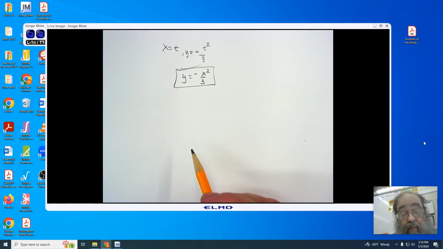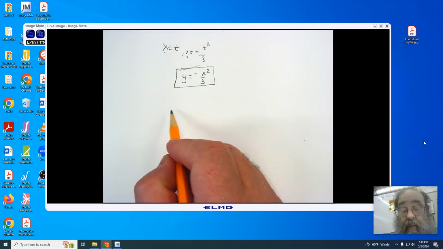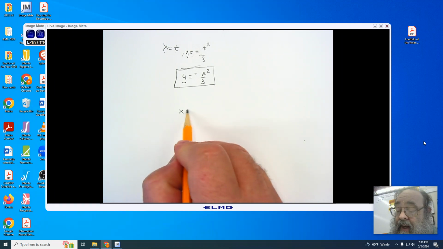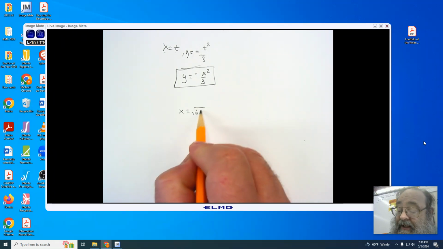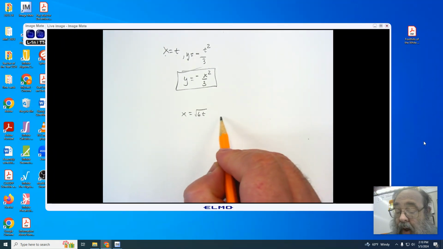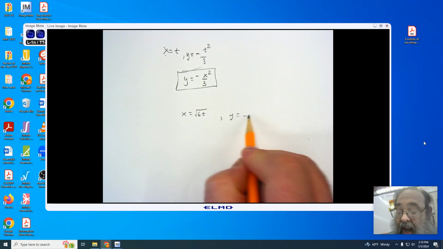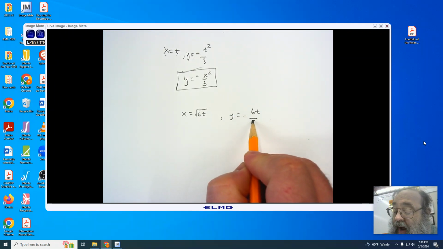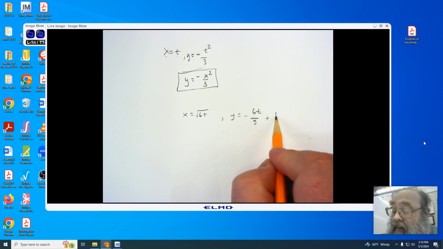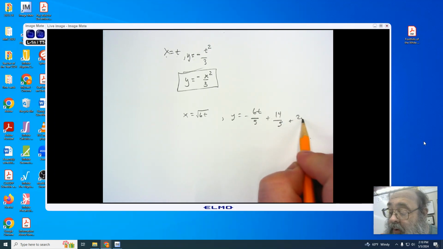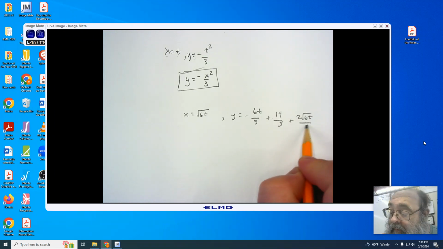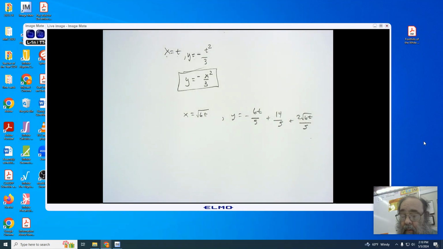Well, what happens if it's a little bit harder then? Let's see what we could do. Let's say we had something like x equals the square root of 6t, and y equals negative 6t over 5 plus 14 over 5 plus 2 root 6t over 5. What do we do? Well, I need to find out what t is first.